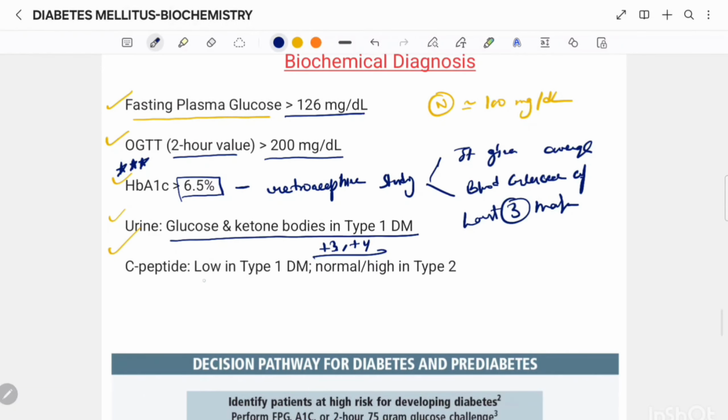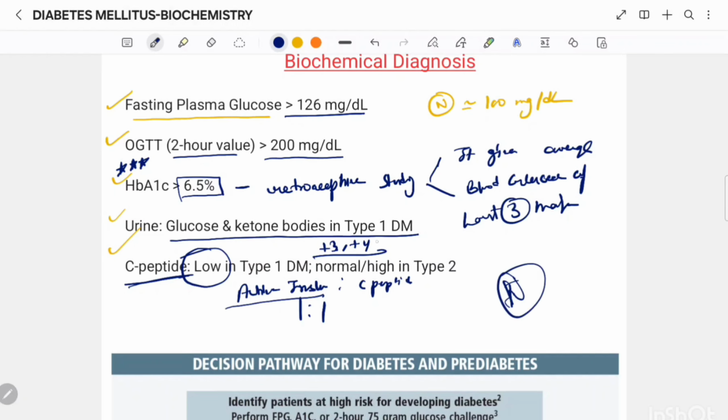And we have also told about the C peptide, that we told you that the active insulin and C peptide are present in 1:1 ratio. So in type 1 there is a deficiency of insulin, so C peptide value is low, while in type 2 there may be normal insulin formation, so it may be normal, or increased, so it may be high, but there is a resistance.